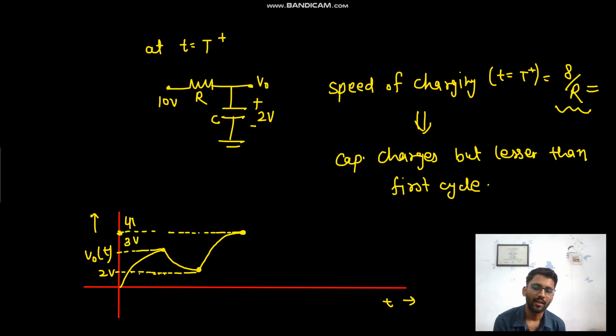It will surely go above 3 volt, but it will gain less. Here it has gained 3 volt, right? But here it has gained only 2 volt. Now this is time T and this is 3T by 2. So here we have gained 2 volt and we have reached 4 volt now.